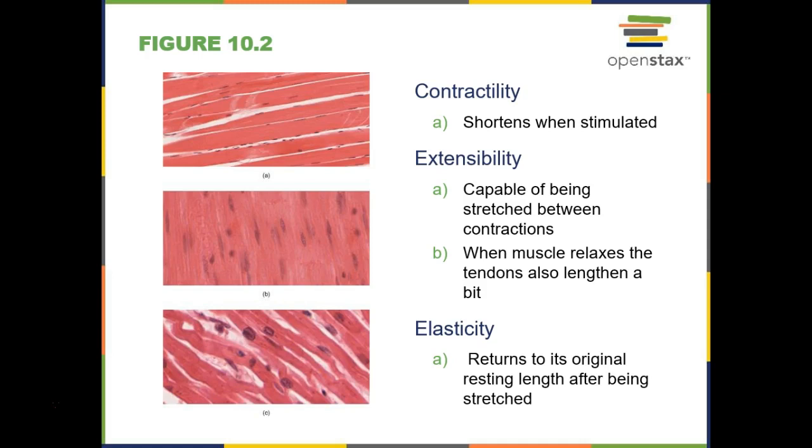When muscles get stimulated, they will contract, and what contraction means is that they're going to shorten, and then they are extensible, which means they can also stretch out. So once they contract, they will relax, and a lot of times they will stretch further than their relaxed state. Elasticity means that they're going to go back to their resting length once they have contracted and extended beyond that normal length.